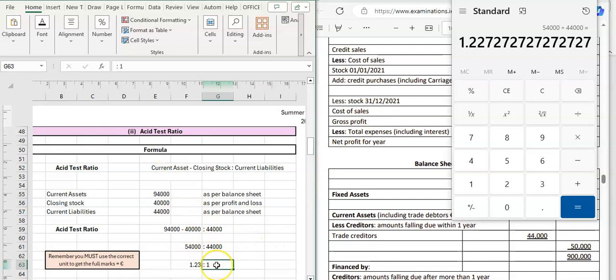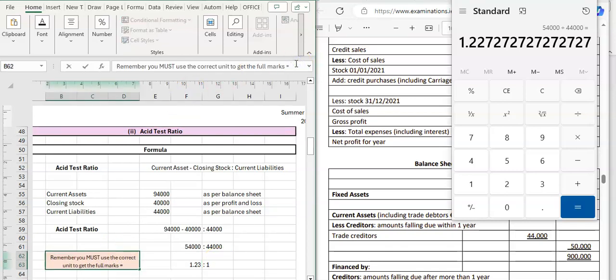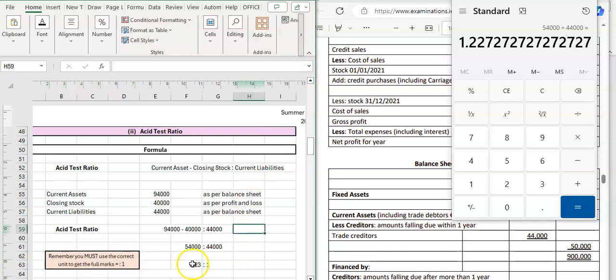So that means for every €1 we owe in liabilities, we've got €1.23 to pay in our assets. And that's quite good because it is in a ratio of 1:1. That's your usual ratio that you want, and you always want this to be is to 1. Okay, so make sure your units are correct. So that's your asset test ratio.